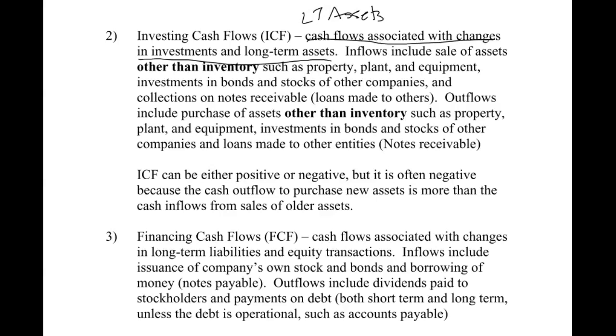If selling a fixed asset is an inflow, then an outflow is obviously the purchase of assets other than inventory. If we buy investments, buy PP&E, anything like that, and also notice here loans made to other entities. This can be either positive or negative, but it is often negative. Let's read on: because the cash outflow to purchase new assets is more than the cash inflows from the sale of older assets.